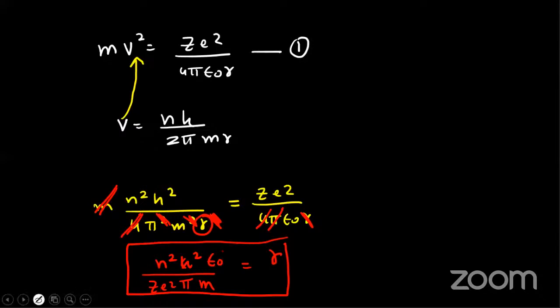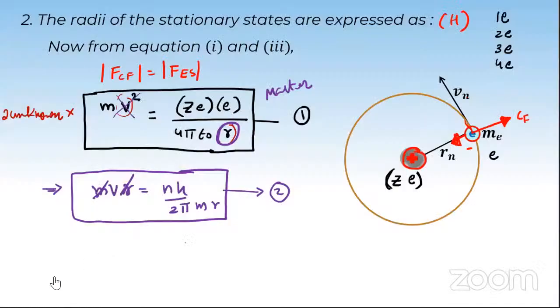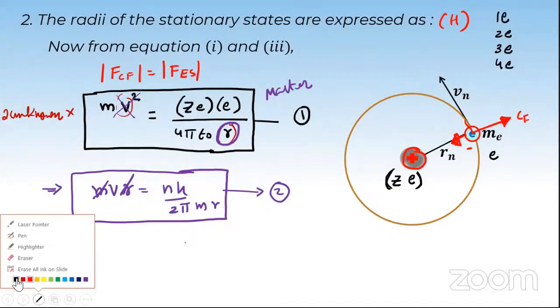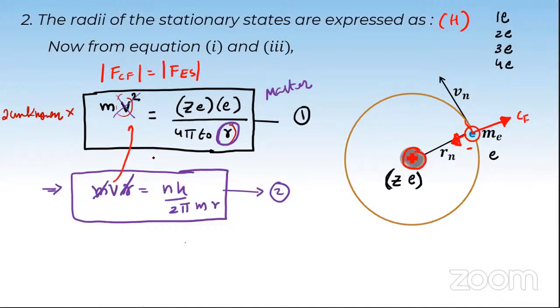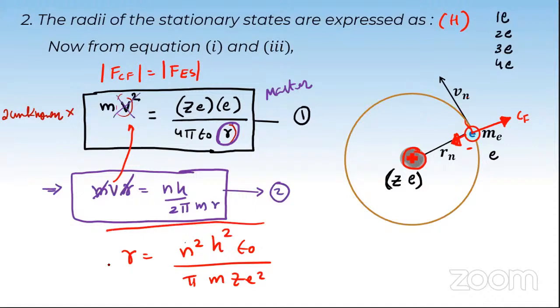So let me write it down. I hope you got it, right? Just put this v in this expression, cancel everything, and you'll get the answer without any problem. It will be very clear. I'm writing it here for your reference in future. If I put this v here, I'll get radius is equal to n square h square epsilon naught divided by pi m z e square. So this is the radius of a particular orbit.